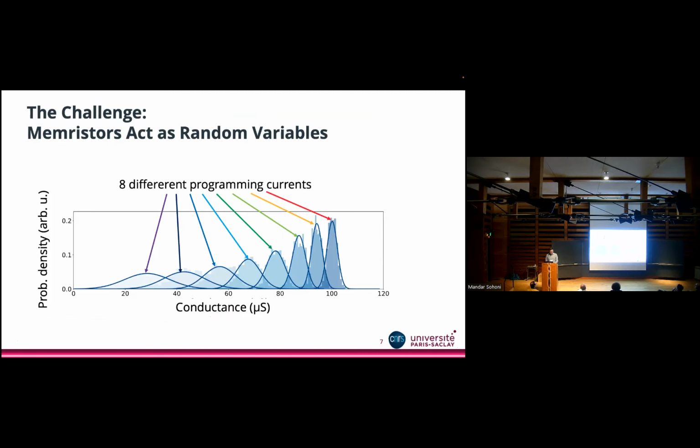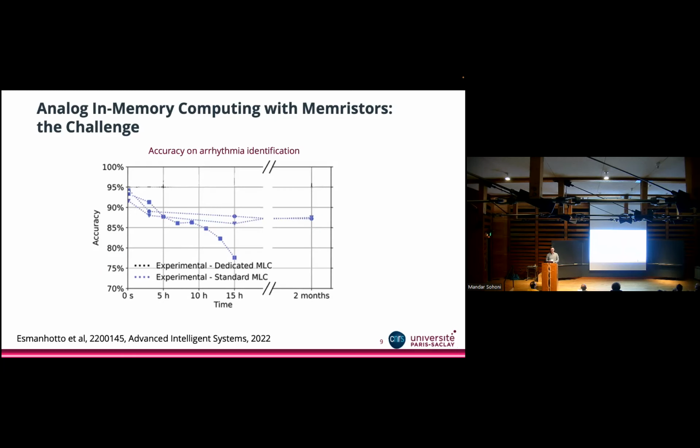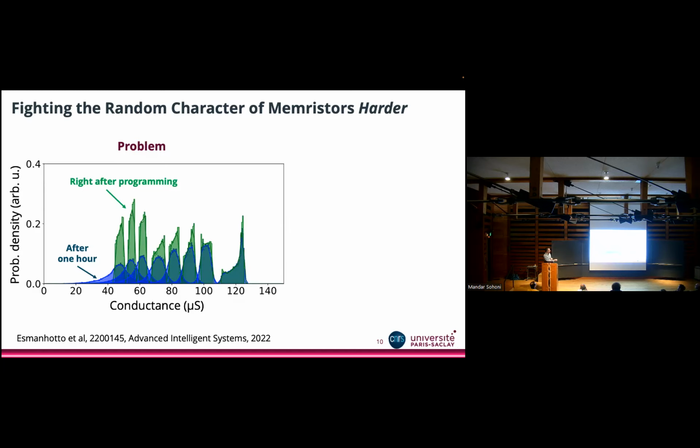So we were initially happy, and then we realized something. The measurement I just showed was right after programming. If you redo the experiment a bit later, you realize that the accuracy on recognizing arrhythmia drops. Two months later, it has dropped from 95% to something like 87%. The problem is that these filaments are not perfectly stable. Some of these oxygen vacancies, there are different types. Some of them are quite stable, but some of them are quite mobile. So if you are unlucky and you have programmed your memory store with mobile vacancies, the state is not perfectly stable. That's what you see here. Here is the distribution right after programming. One hour later, they've broadened.